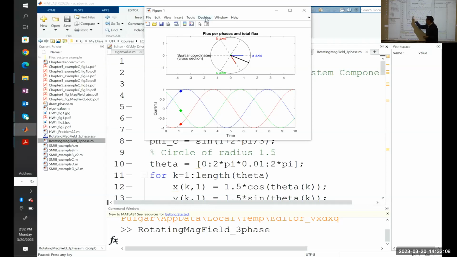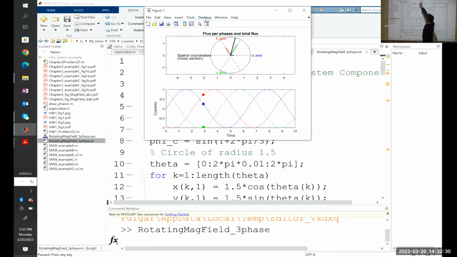But if we move this in time a little bit because the signals are changing, we can repeat the same process. And as we can see here, the total resulting flux doesn't change in magnitude, but we obtain a rotating magnetic field.